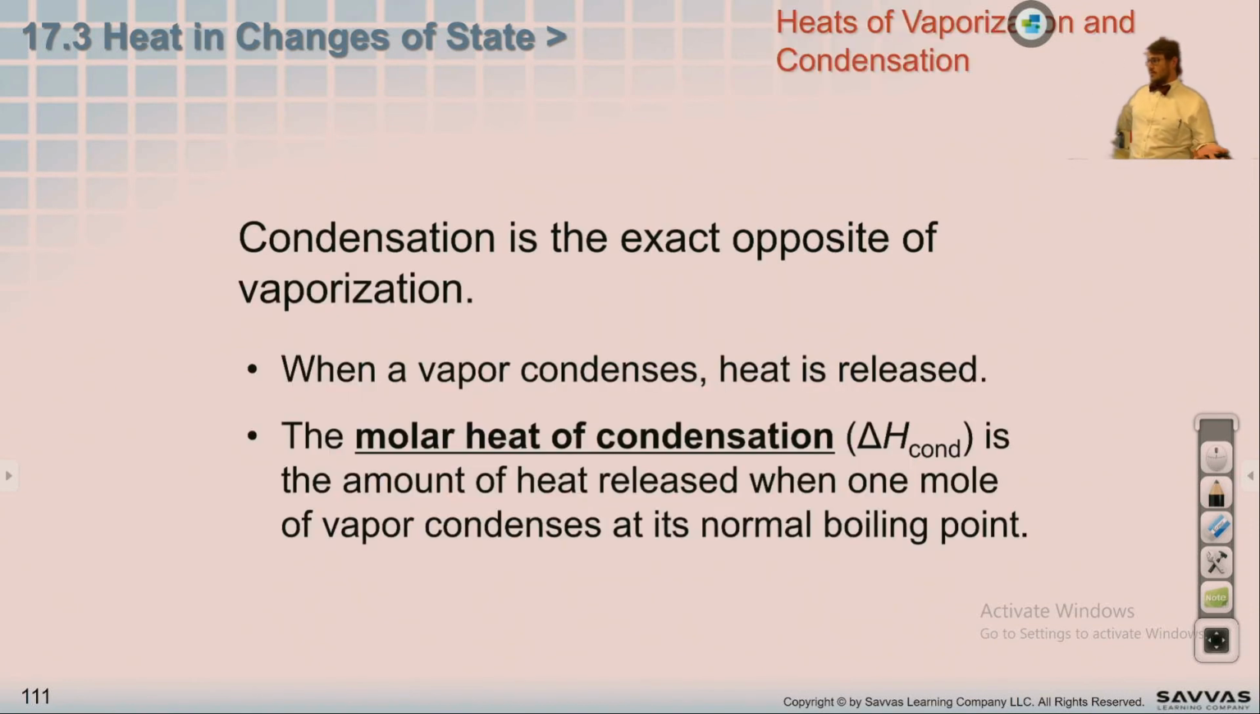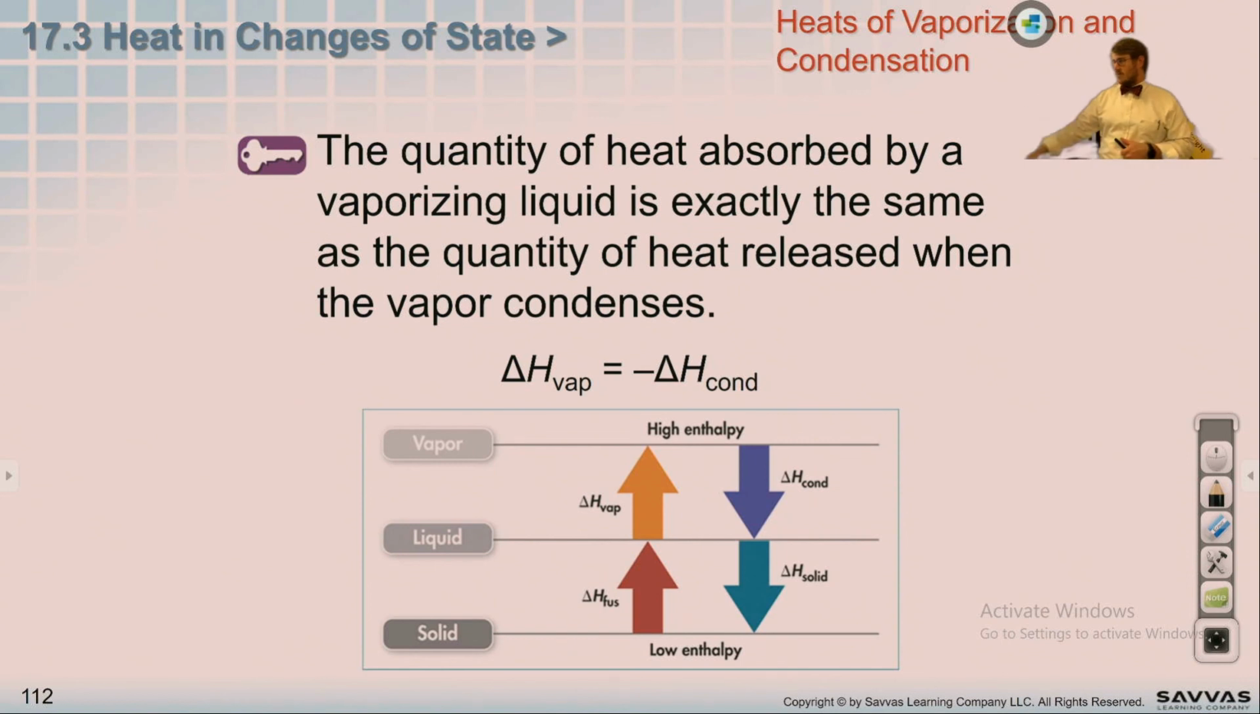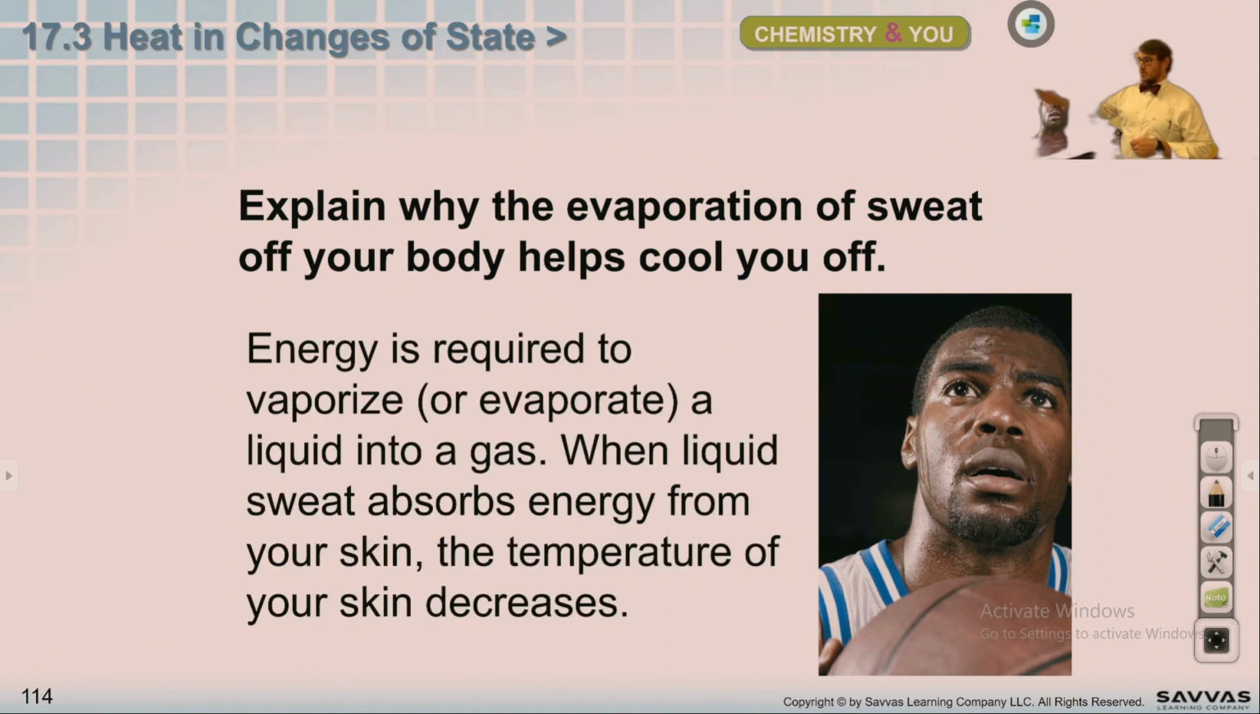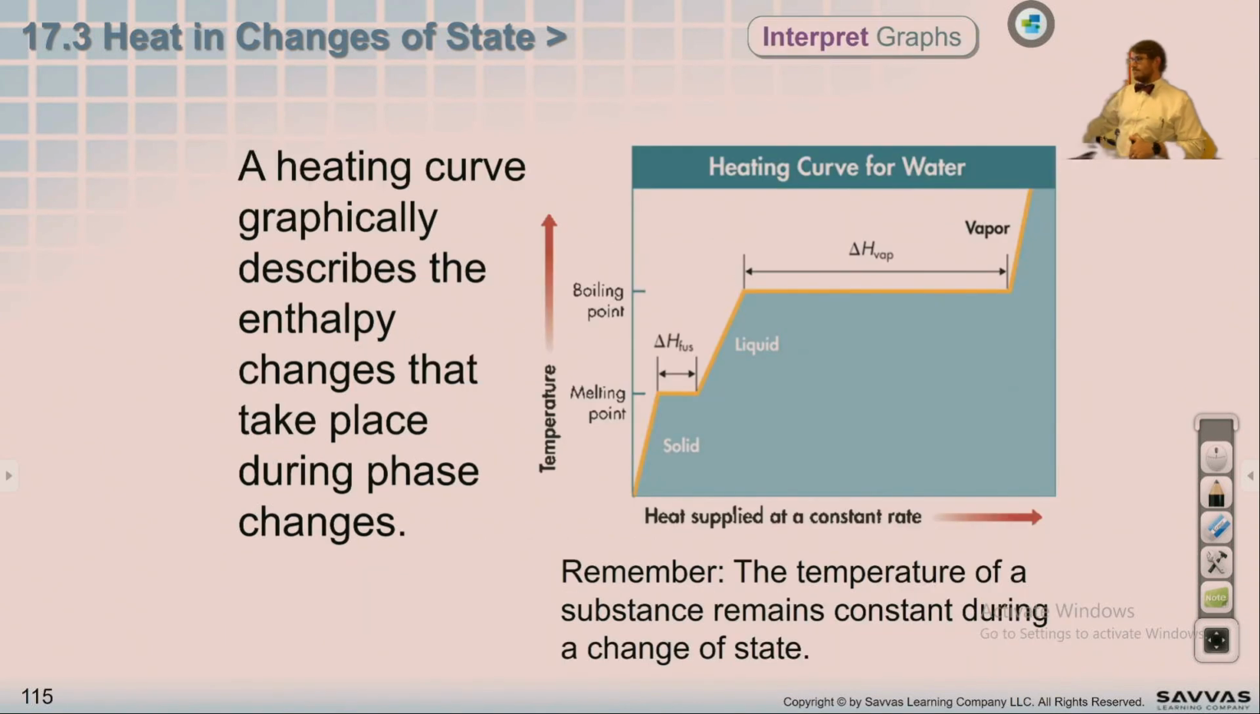So what is molar heat of condensation? It's the reverse of vaporization, exactly the same as fusion and solidification are opposites. So is vaporization to condensation. So why does evaporation of sweat off your body help cool you off? Because that liquid turning into gas is being vaporized, absorbing heat from your skin and carrying it away. That means your skin loses that excess heat. Pause and read if you like. A heating curve graphically can show the enthalpy changes that take place during all the phase changes. Solid, liquid, gas.